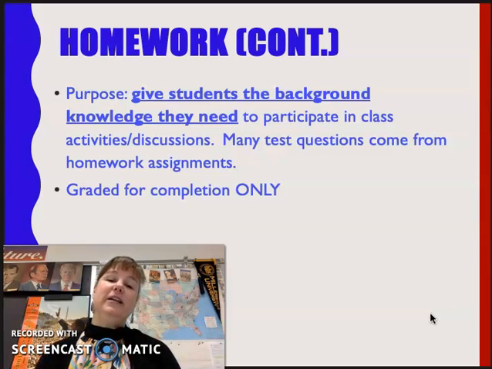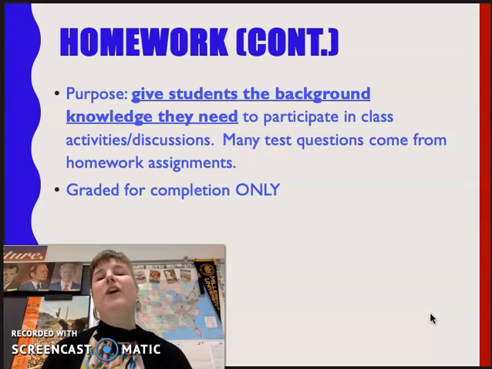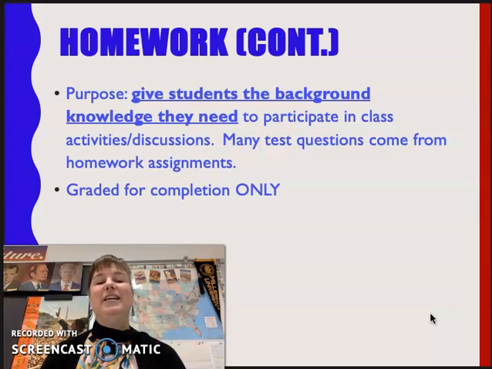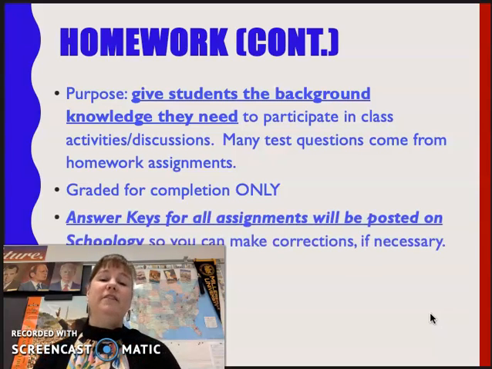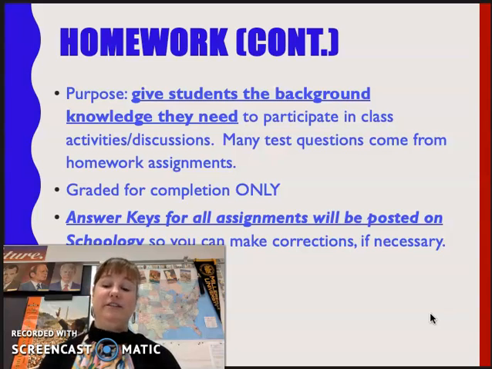So it's based completely on completion, and I do that to try to encourage them to take risks, and even if they're not sure, to take a guess and always do their best. And then we do go over a lot of the assignments in class, and even when we don't go over the assignments, I do post answer keys on Schoology for all of the assignments so that students can go back and check their work and make corrections if they need to.